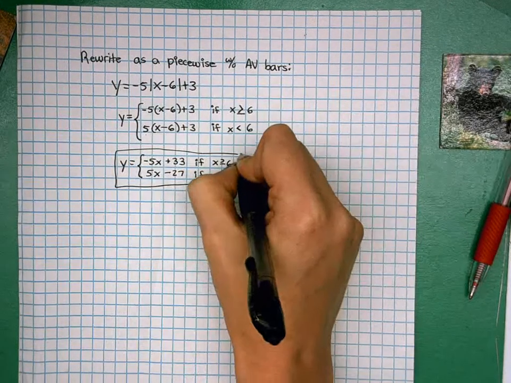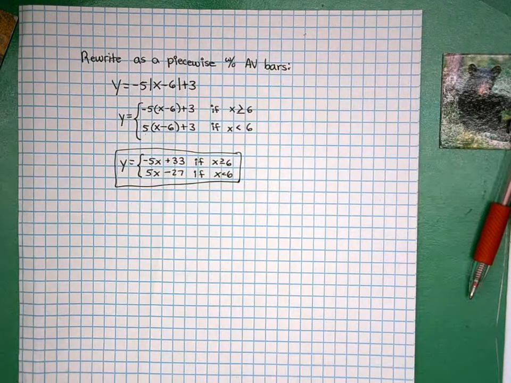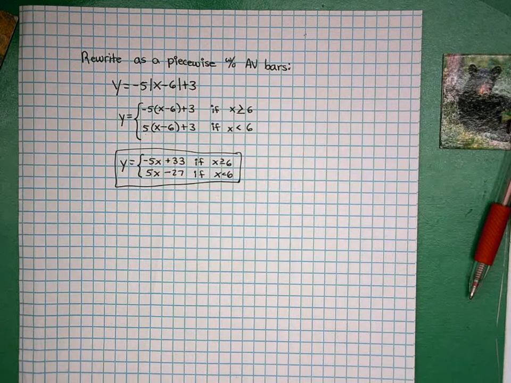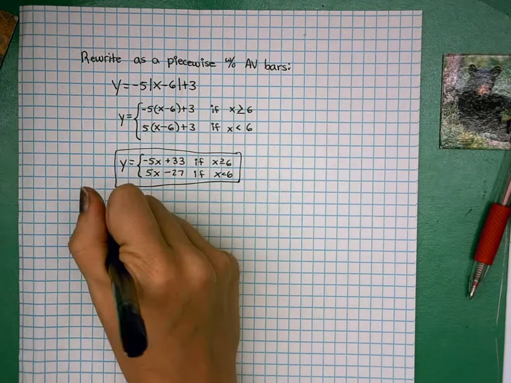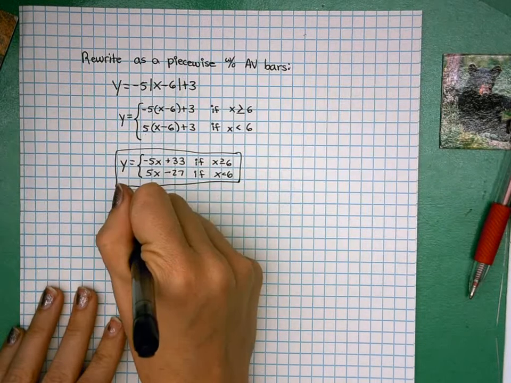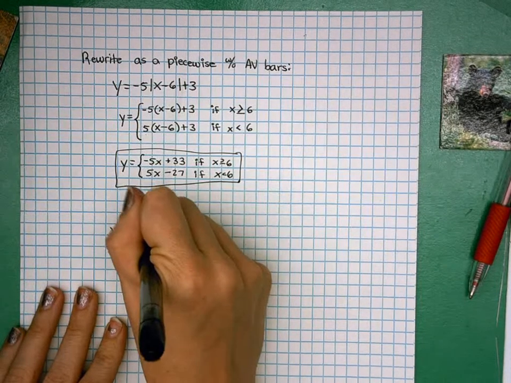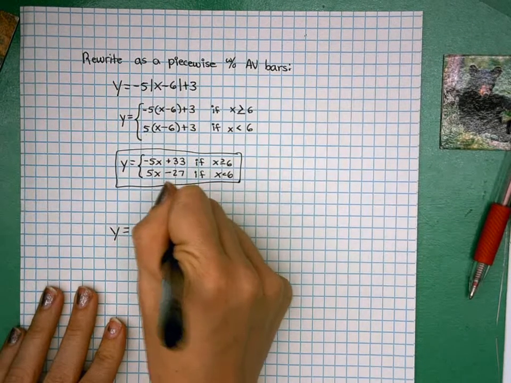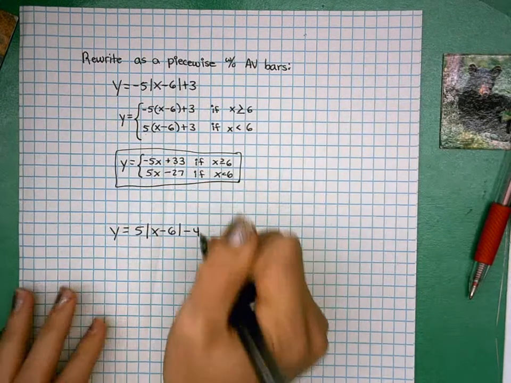Okay. Let me go ahead and give you another. Let's rewrite y equals 5 times the absolute value of x minus 6 minus 4. Okay, go ahead and pause the video. Restart it when you are ready.